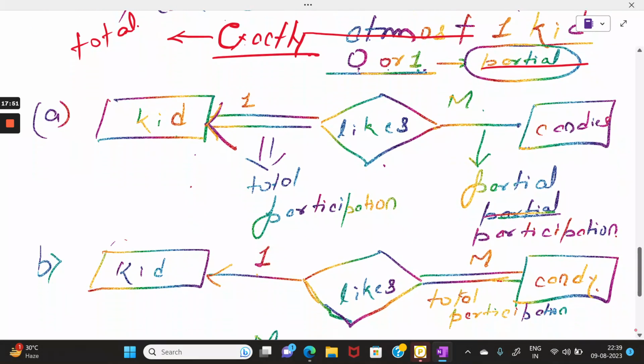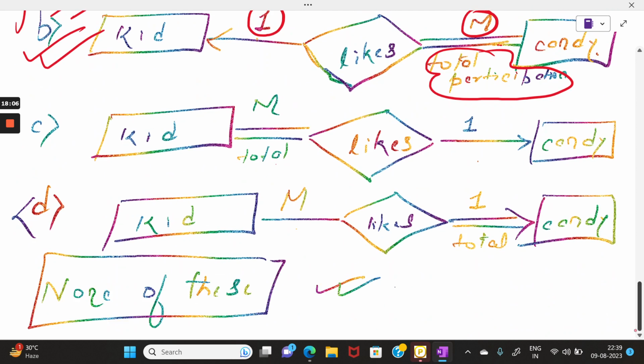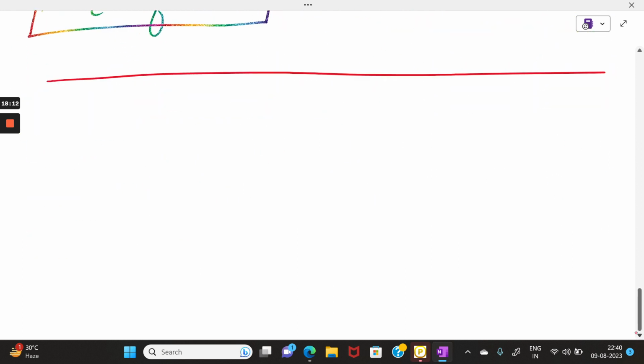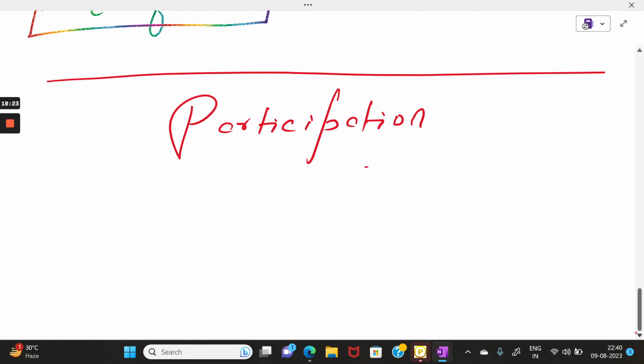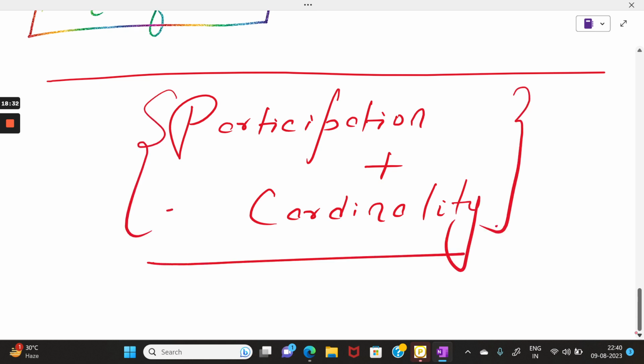So where can we find 1 is to m? This is 1 is to m. And at the candies, I already mentioned there should be total participation. So our answer B is the correct answer, if it is for exactly. Okay, so in this way we can have many options and we can pick from the options. So this was all about the constraints on the relationship sets. We have two constraints. First is the participation constraint, and the second is the cardinality constraint. Both these constraints can act together and we have to pick the right option for that.